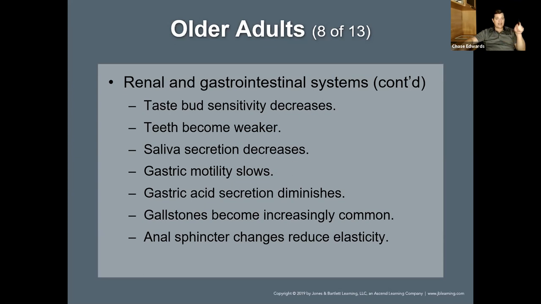Your gastric acid secretion diminishes. Blood flow in the mesenteric vessels may drop as much as 50%. And that decreases the ability of the intestines to extract nutrients from digested food. Gallstones become increasingly common. And then you also have anal sphincter changes that reduce the elasticity and can produce fecal incontinence at that point.